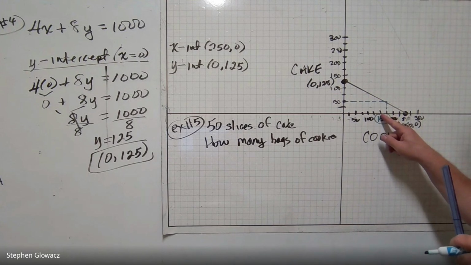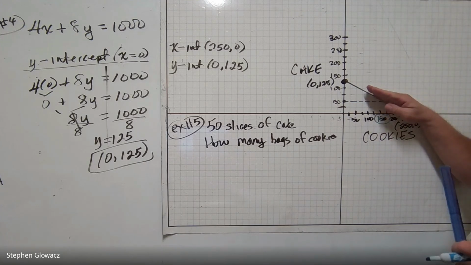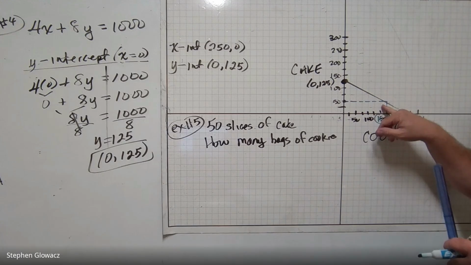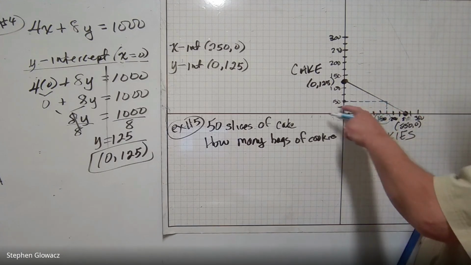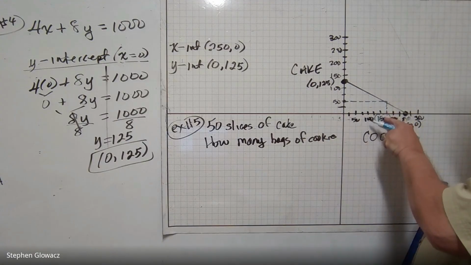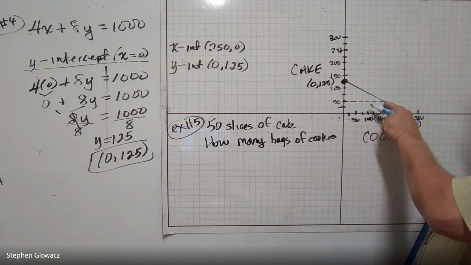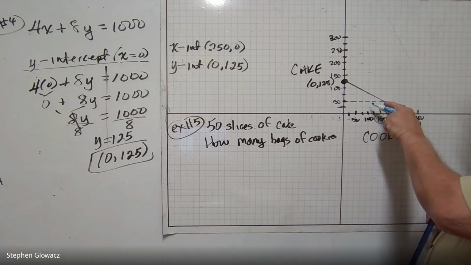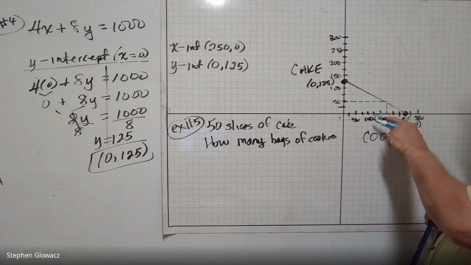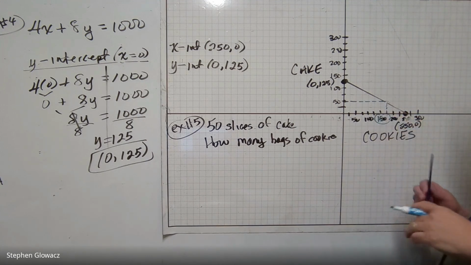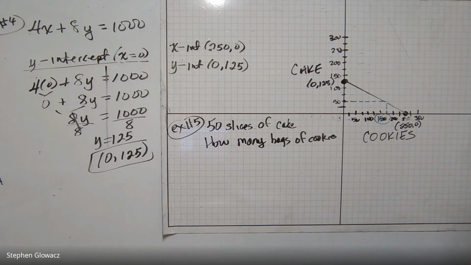Looks like it could be a little bit less, because even if we're off a little bit on our line, that could throw our answer off. But we're going to say our best guess here, maybe 150. If we sell 50 slices of cake, we come over to the line, where we intersect the line, we go down to the x-axis, and it looks like that's 150 bags of cookies, but let's verify that.